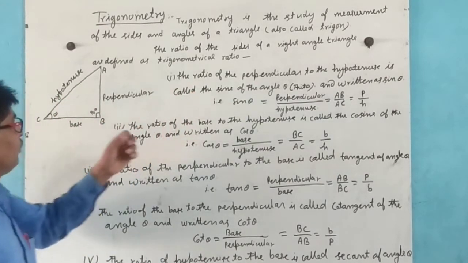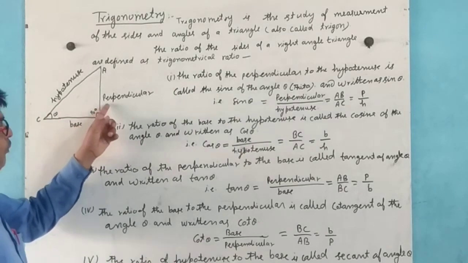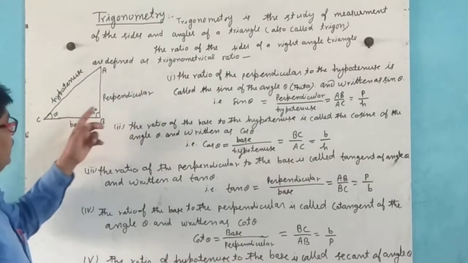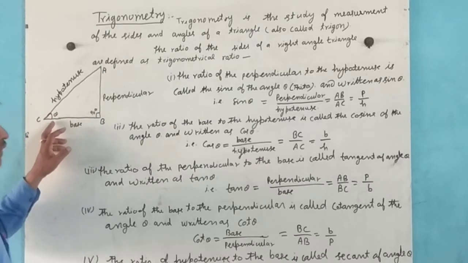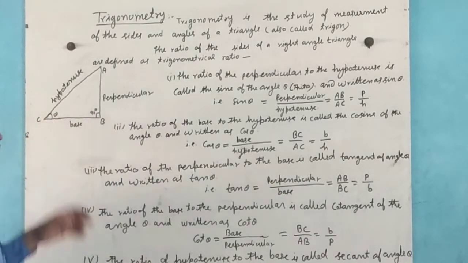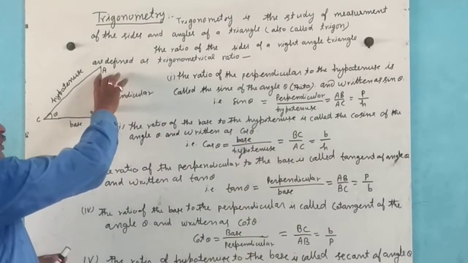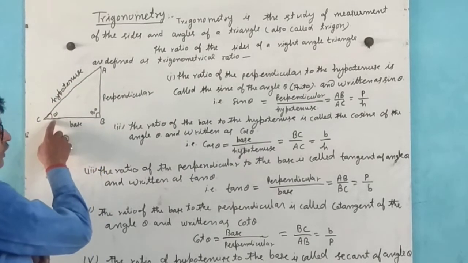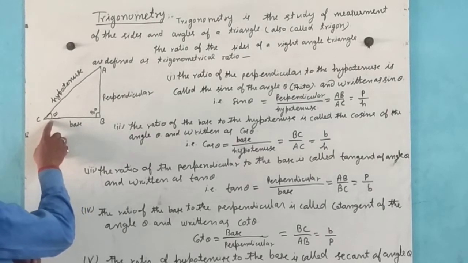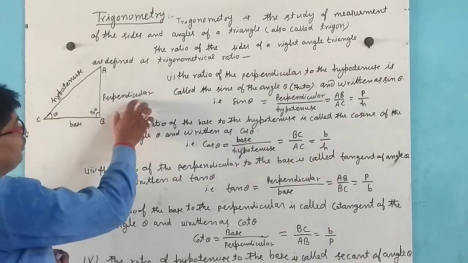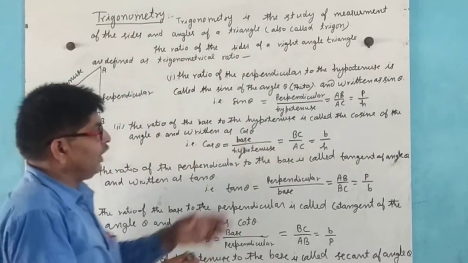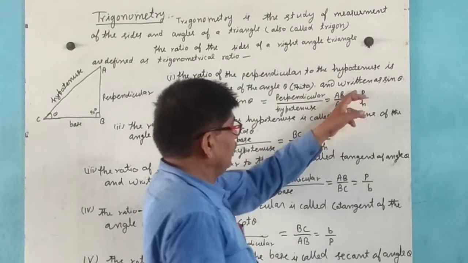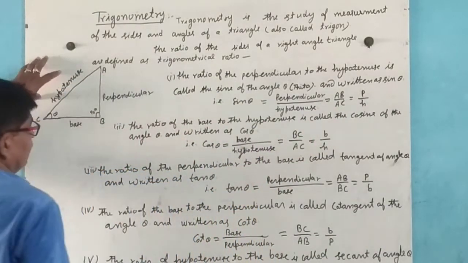Now the ratio of perpendicular to the hypotenuse is called sine of angle theta, and written as sin theta, that is sin theta equal to perpendicular divided by hypotenuse, and in our triangle AB by AC.